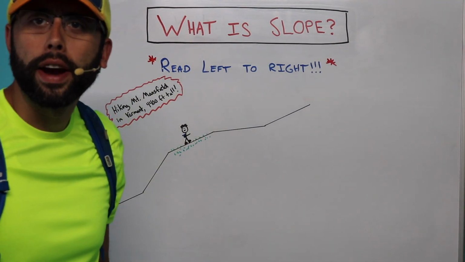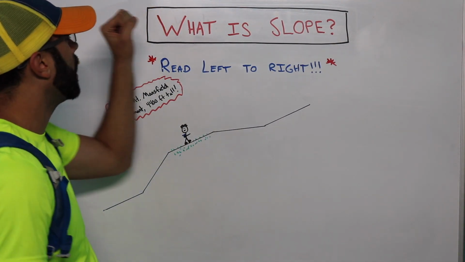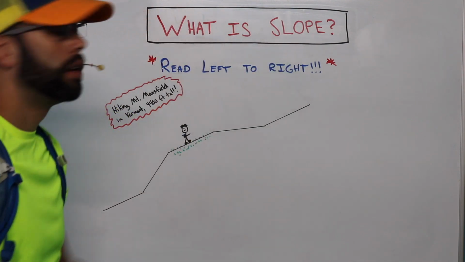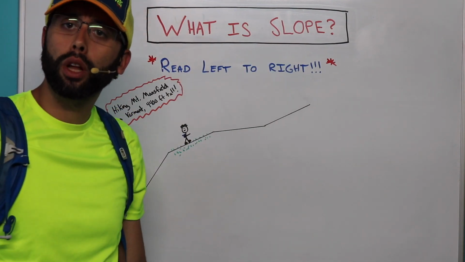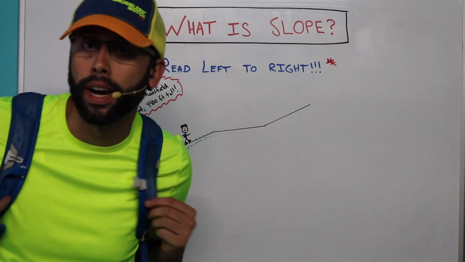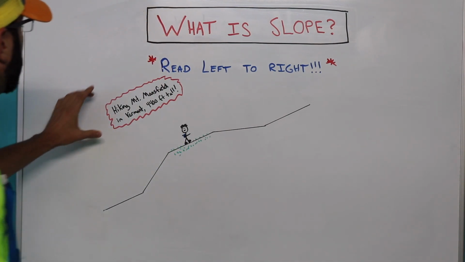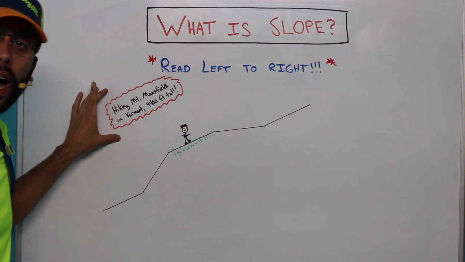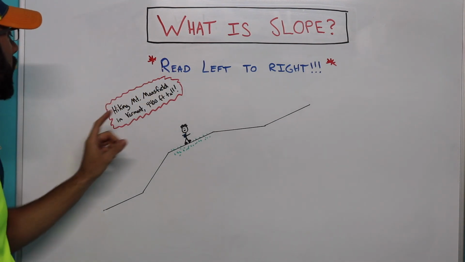Get your math motivated right here with today's lesson on what is slope. And what better way to say what slope is than give a real life example of what it is. Yes, I am in my hiking gear right here. This is an example of when I climbed Mount Mansfield in Vermont.